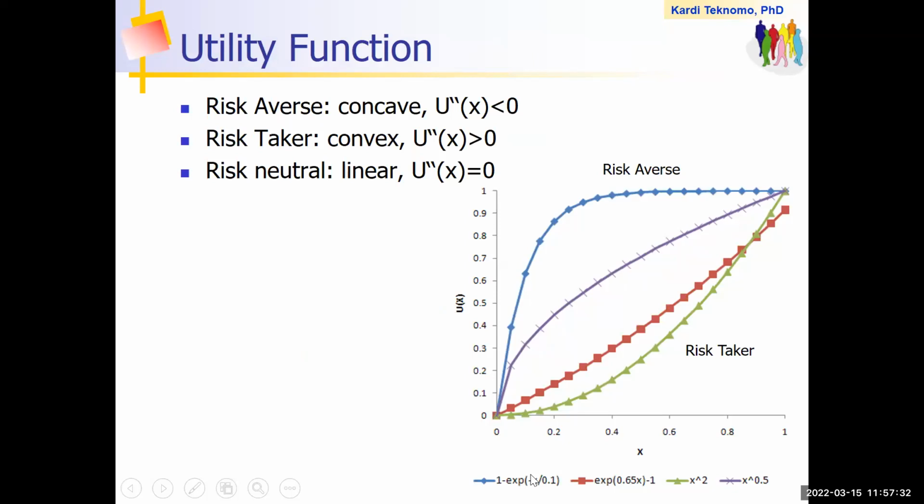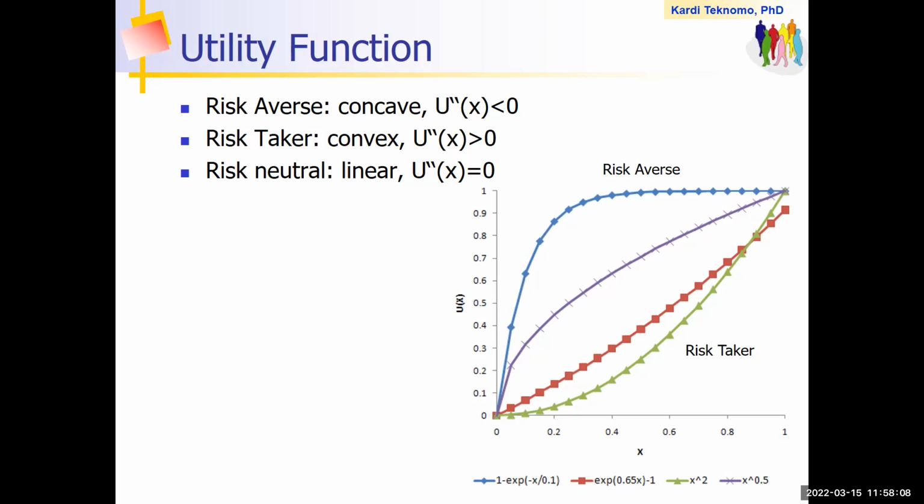So how do you know whether this is risk averse or risk neutral? You can check based on concave or convex. Risk averse is concave: the curve goes above the straight line. Risk taker is below the straight line, and risk neutral is exactly a straight line.